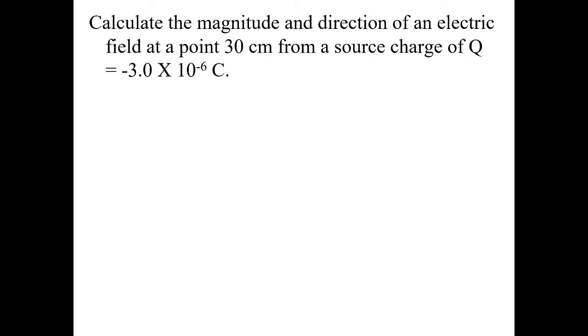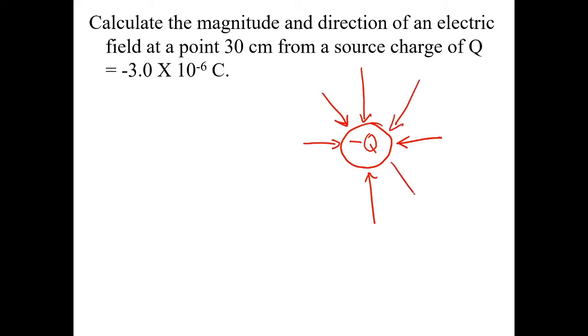Now we want the magnitude and direction of an electric field. They're saying it's 30 centimeters. Now this is a negative charge. Q is negative. So just to remind ourselves, the electric field will point in. Just like the negative person pulls everything in. They want to make everything about themselves or take everything for themselves. And we know a distance. We know we're going to be 30 centimeters, which is, of course, 0.3 meters.